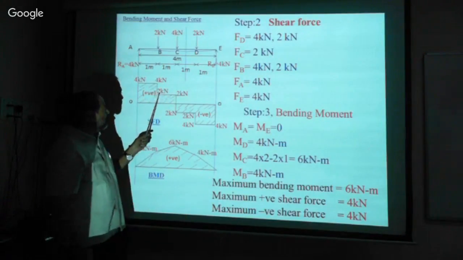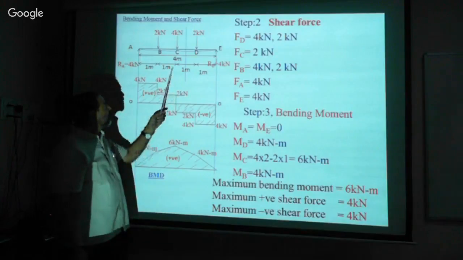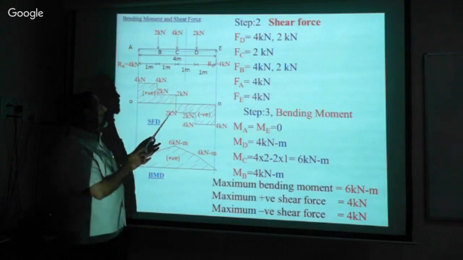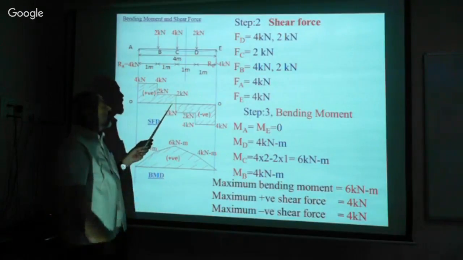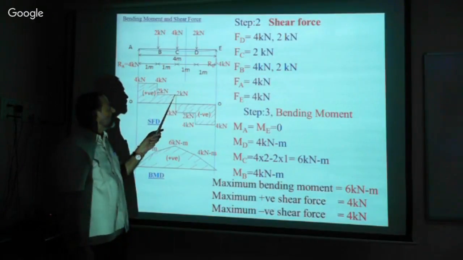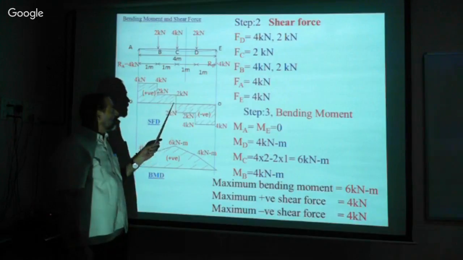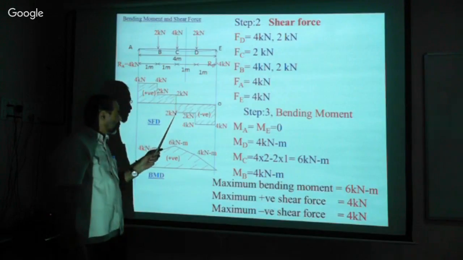Isn't it? Continue. Now draw this line up to this point, and at this point 4 kN is acting downward. Already we are 2 kN above the reference. Then 2 more kN come down. Then draw this line continuously, 4 kN from here to here.